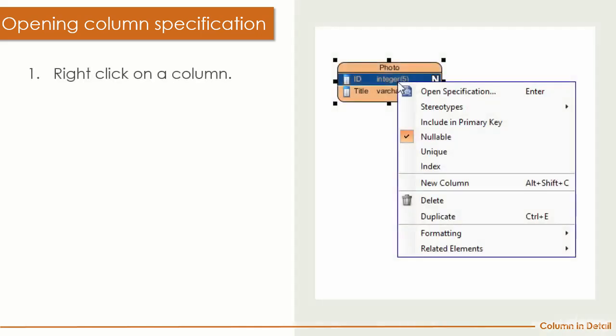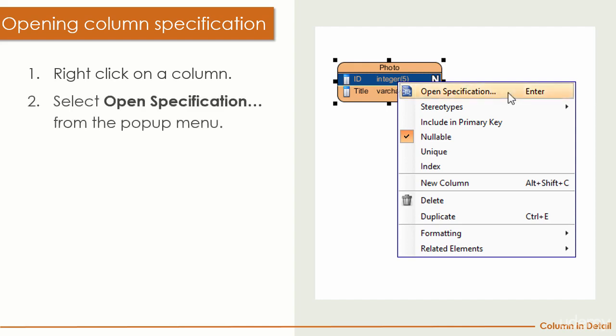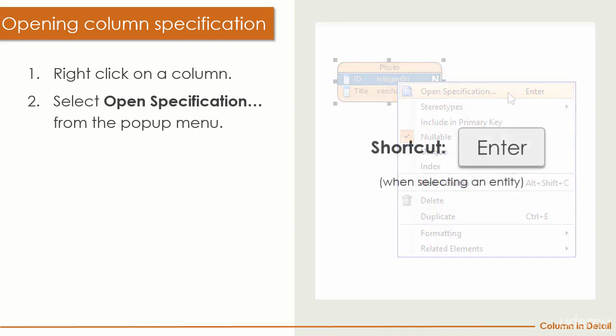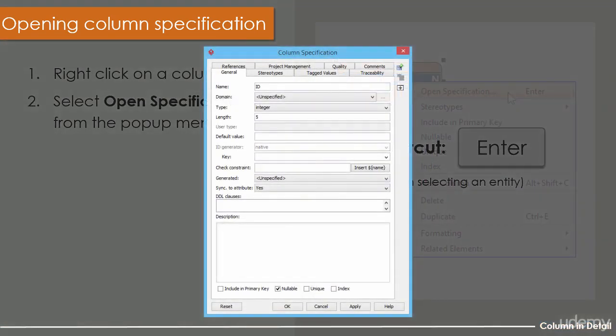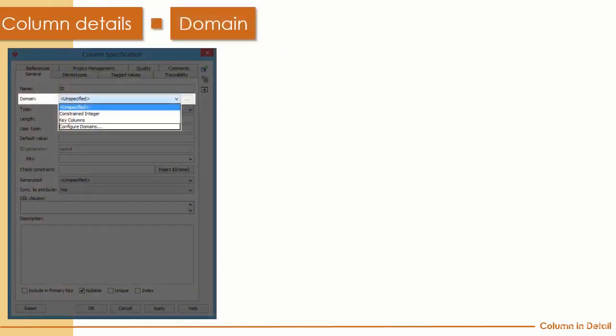Column in detail. You can configure the column detail by using the specification dialog box. To open the specification dialog box, you just need to right click on a column and then select open specification. Or you can select the column and just hit the enter key on your keyboard. Then you will see the specification dialog box of your selected column like this. Let's walk through the different fields you can set in the specification dialog box.